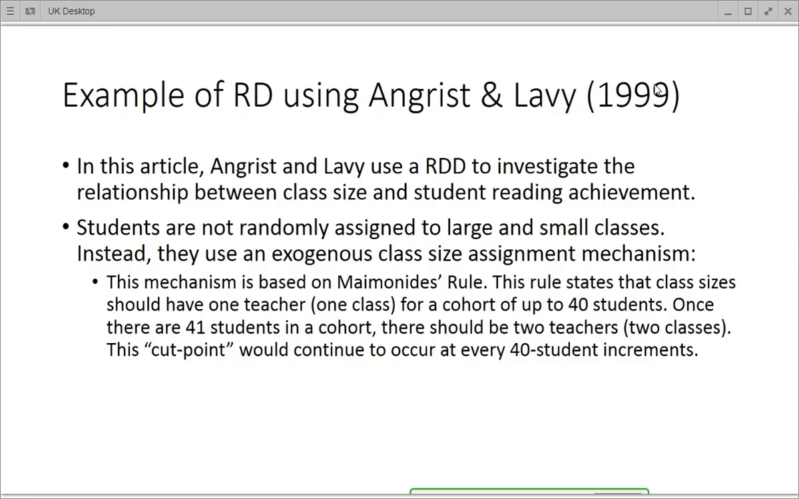So this rule states that class sizes, and we're going to use just the lowest cut point here, the smallest example, to go through this process and unpack what the regression discontinuity design is.